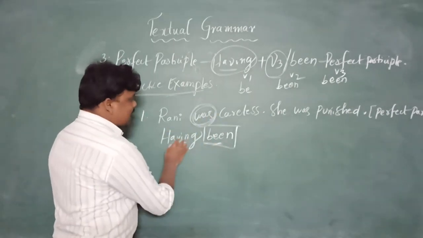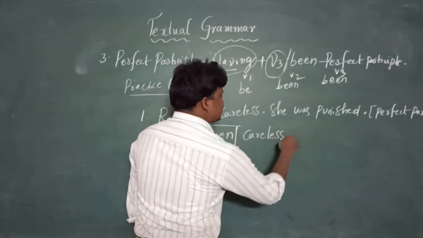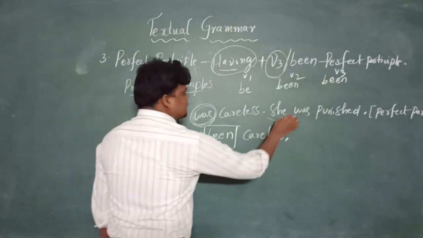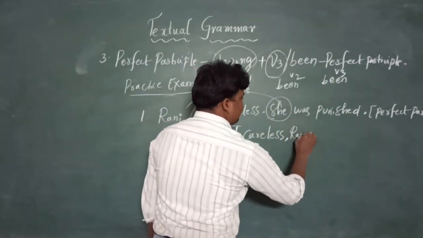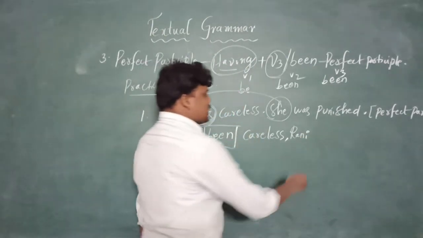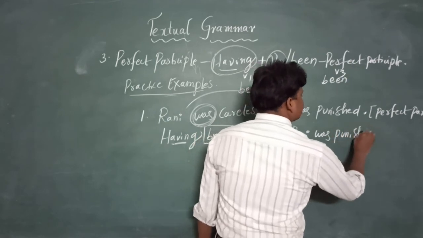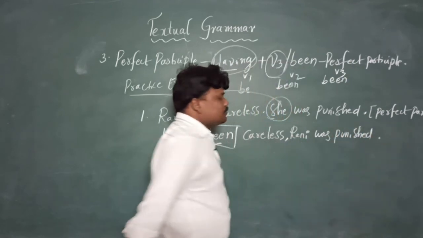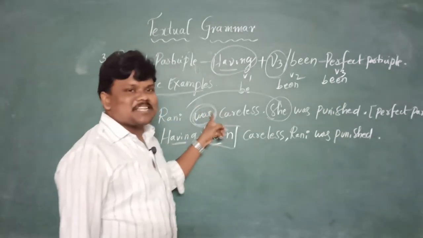So the answer is: having been careless, comma, replacing the pronoun with the noun Rani. Having been careless, Rani was punished. Full stop. Yes, this is the sentence.